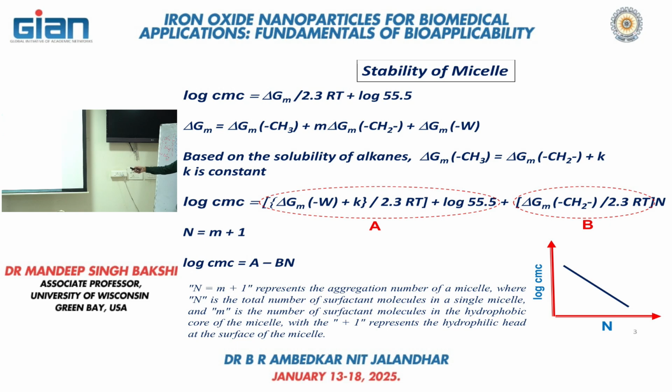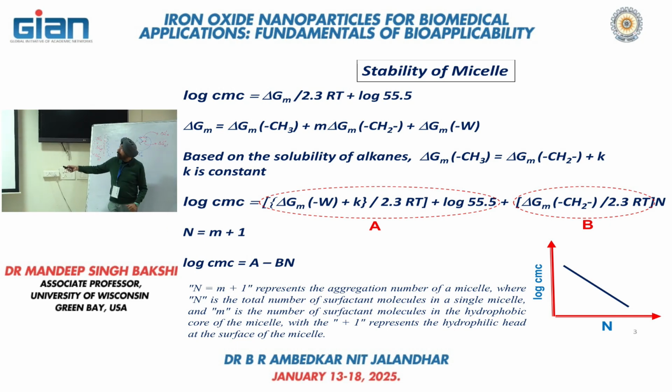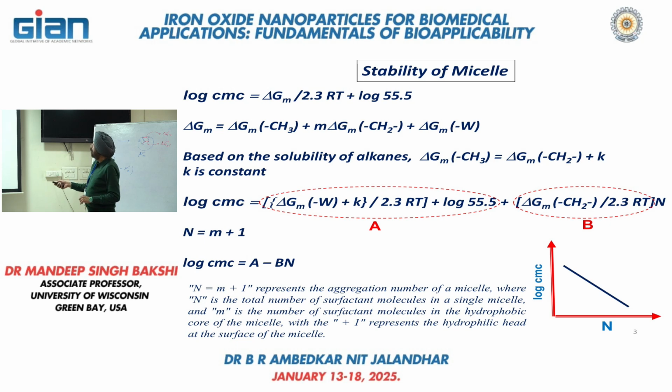The contribution of each methylene group is delta Gm multiplied by M, plus the contribution of the delta G from the head group region. This W stands for the head group region, right? And from the solubility of alkanes, we can get the contribution of the terminal methyl group. We can convert it into the methylene group and substitute this, and the entire formulation is now in the methylene group.